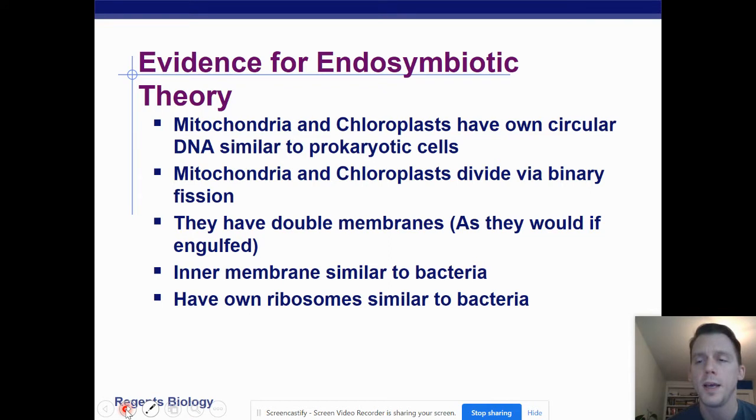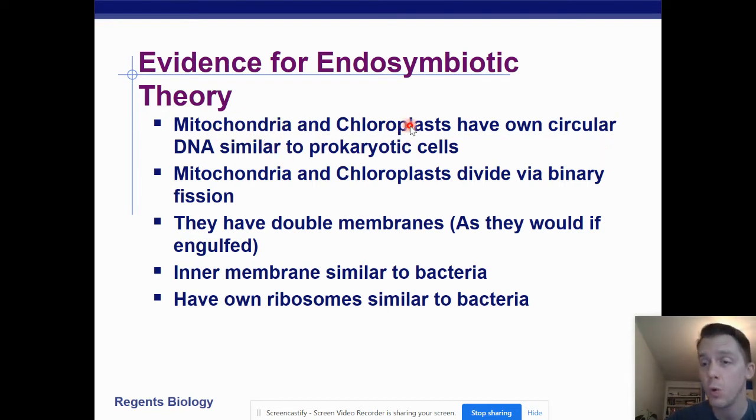Okay, so this is a theory, right? And if it's a theory, then we need evidence. What's the evidence to back up the theory? Well, there is quite a bit of evidence, and it's outlined in your book. We're going to go over some major points here. Mitochondria and chloroplasts have their own circular DNA. Now, that's important because our DNA, eukaryotic DNA, is linear. It is not circular. So what has circular DNA? Bacteria have circular DNA. So that's a big piece of evidence.